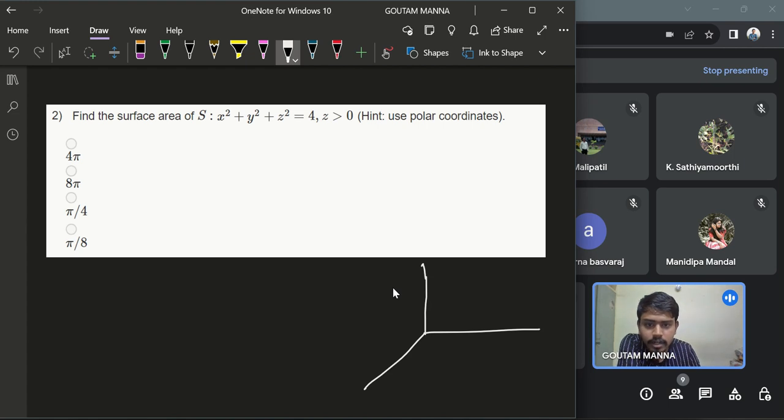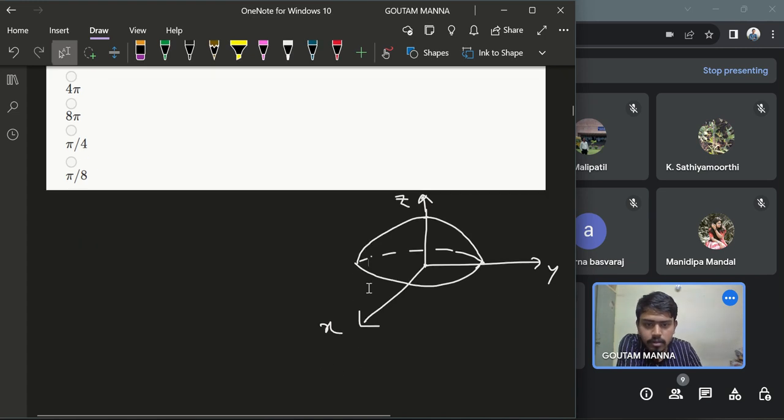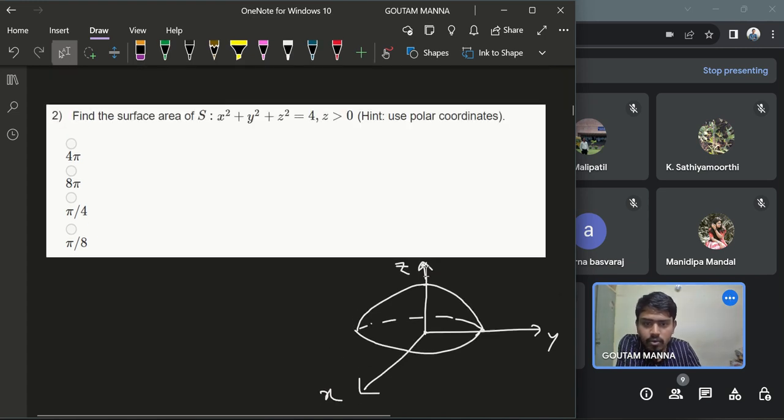For z greater than 0, that means it will be the upper part of the sphere, the upper hemisphere. This radius is 2, and we are asked to find the area of this surface.